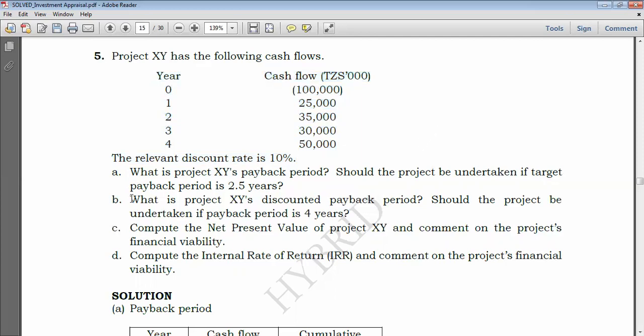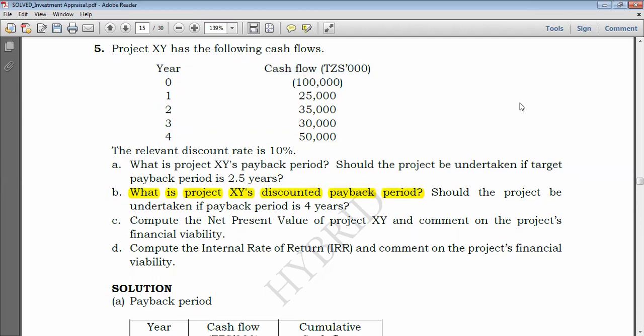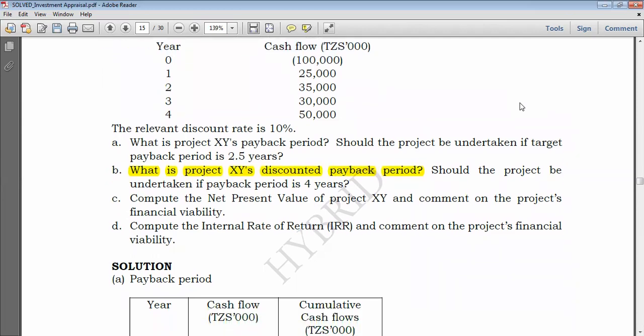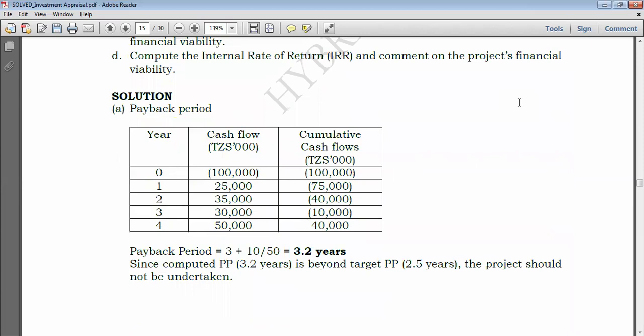Now, let's go to part B. What is project XY's discounted payback period? Let's go and compute the discounted payback period. And then we are asked, should the project be undertaken if payback period is 4 years? Now, first of all, let's compute the discounted payback period and the rest will follow. All right, let's go to part B on discounted payback period.